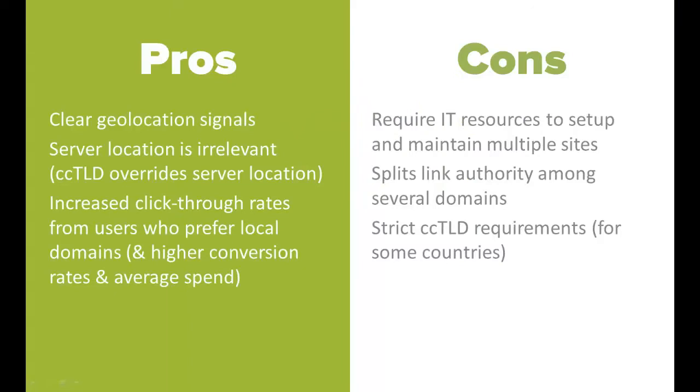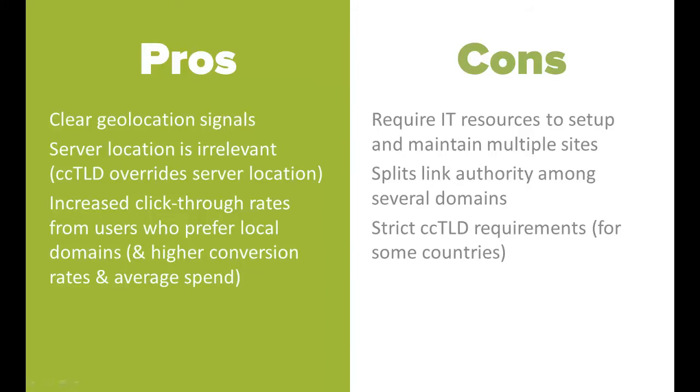Some of the pros and cons of choosing a top level domain structure. So pros, really clear geolocation signals. So Google tends to like top level domains because they give very clear signals of who they're trying to target. There's really no ambiguity if you have a top level domain that's, for instance, co.uk, that you're trying to target UK users. Also, server location is irrelevant. The top level domain tells the search engine which country you're targeting already.